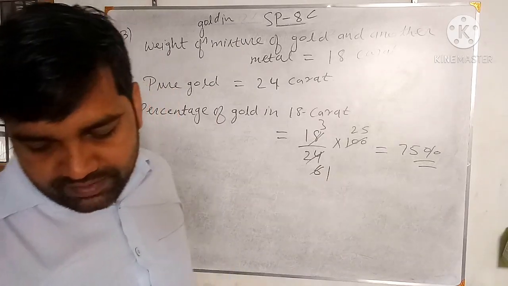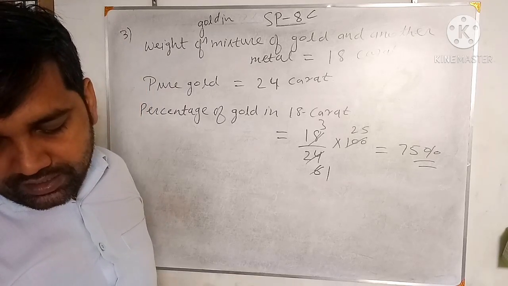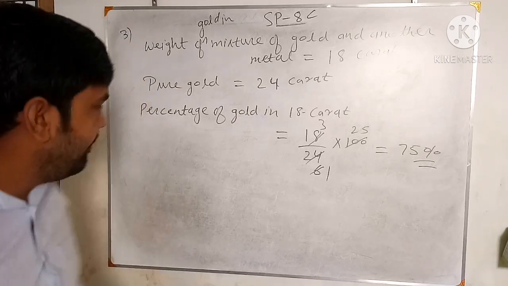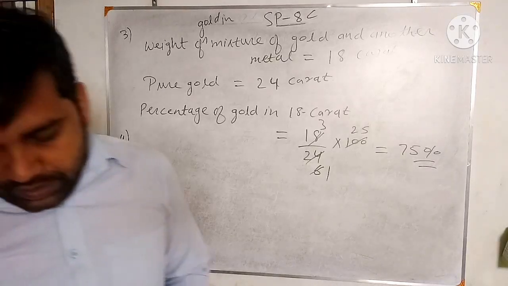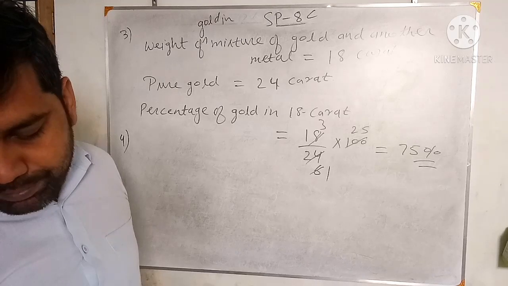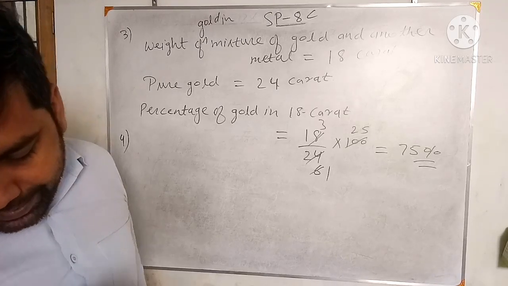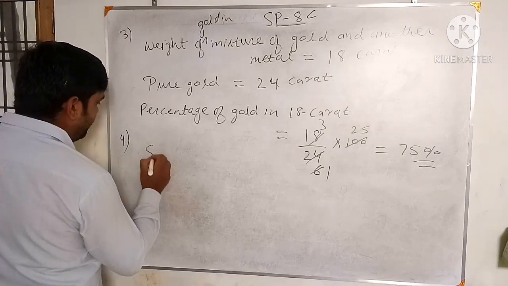A CD-ROM has 700 megabytes of storage space. So what percent of the space is used by a file that takes up 154 megabytes? See, in question number 4, what do we do? A CD-ROM has 700 megabytes of storage, and what percent of the space is used by a file that takes up 154 megabytes?